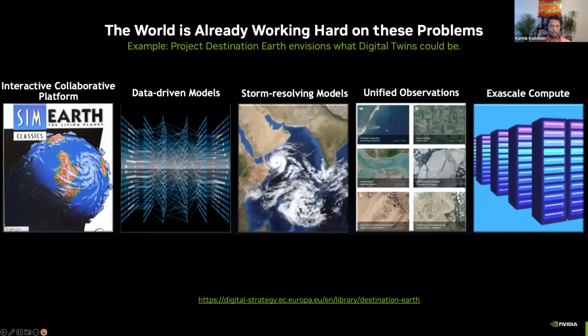So these are two missions that the world is already working hard on. One example is the Destination Earth project from the European Commission that envisions what digital twins could look like. They lay out some of the key elements required to achieve that. One is an interactive collaborative platform. The second is data-driven models. The third is storm resolving models, or even finer scale models than that, a unification of various different data sources and observations, and finally, exascale compute.